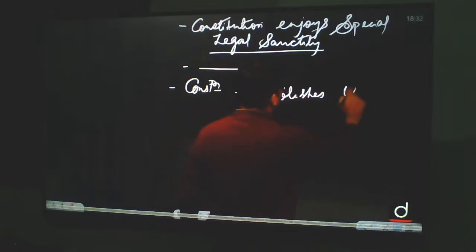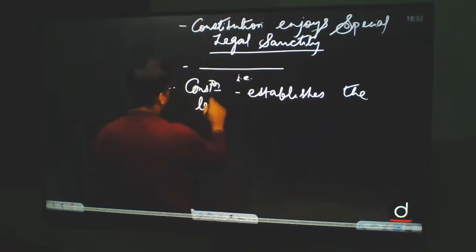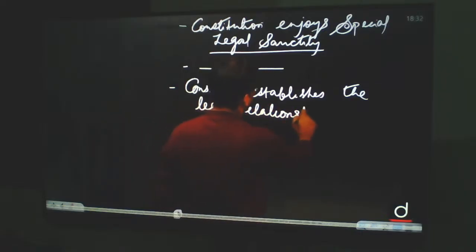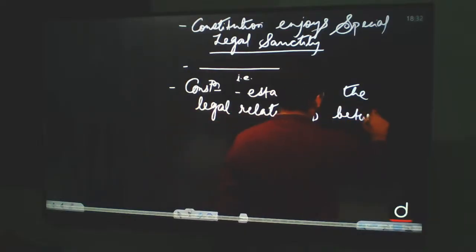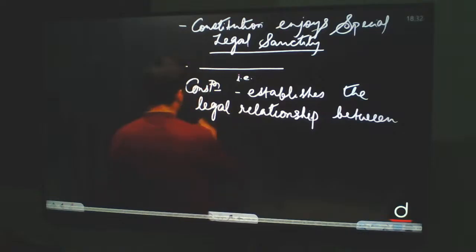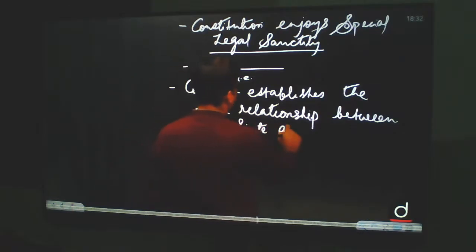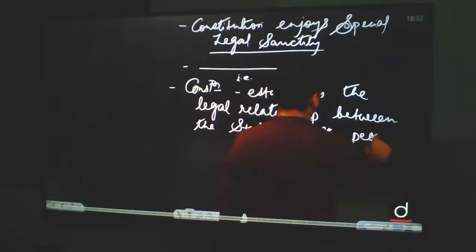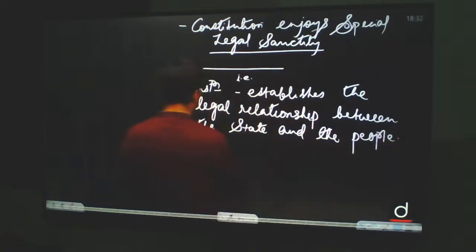Constitution establishes the legal relationship between the state and the people. So what is that called? That is called citizenship. But this is created by the Constitution.